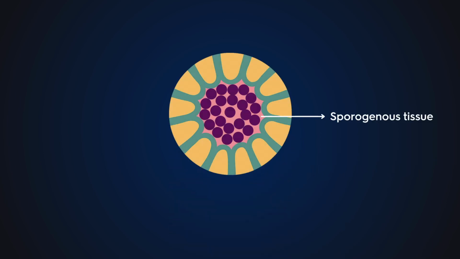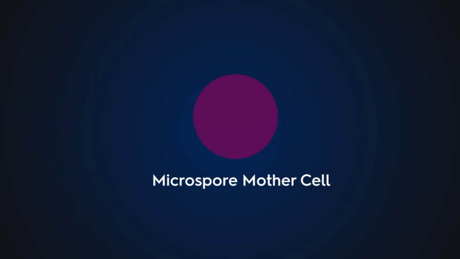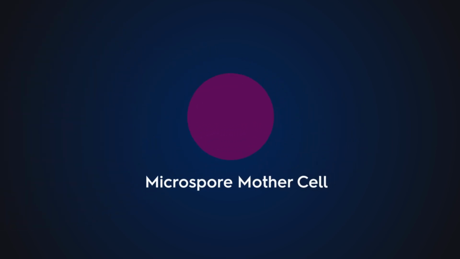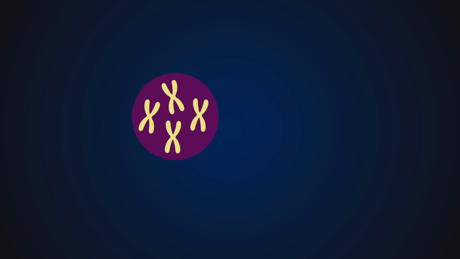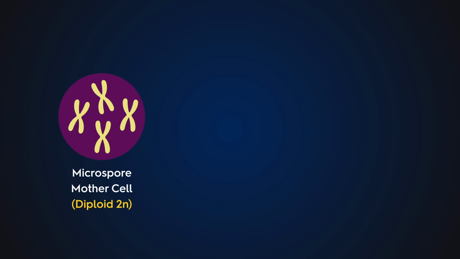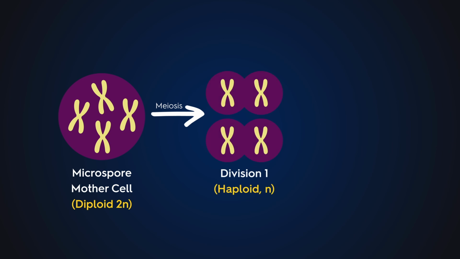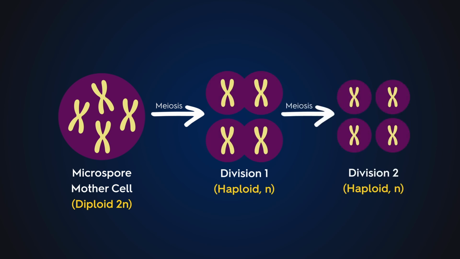Inside the sac are many cells called sporogenous cells. Not all of them will successfully become pollen, but the ones that do begin as a special cell we can single out. This cell is a microspore mother cell. It starts with a full set of chromosomes because it belongs to the plant's main body stage. Pollen needs half the chromosome number, so the microspore mother cell must divide using meiosis. Meiosis is the type of division that reduces chromosome number by half.